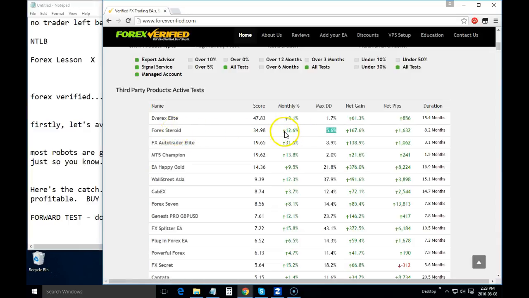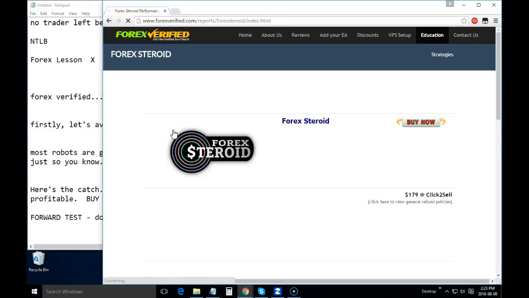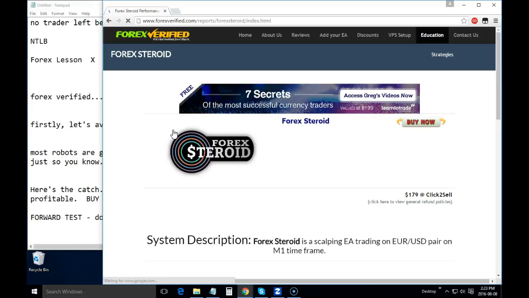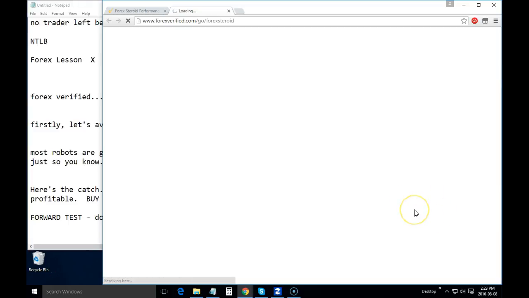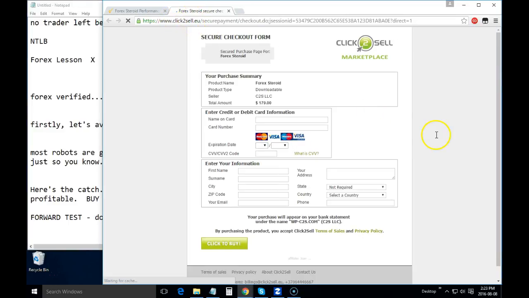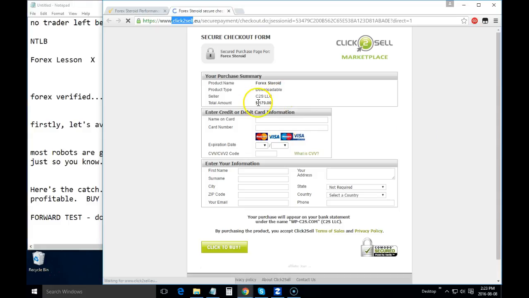So the monthly is 12%. Heck, I could be a millionaire by the end of the year. Forex Steroid, buy now. Well, how much is this? Oh, it's 179 bucks. It said over here. Forex Verified, this is their click to sell, an affiliate link site. So if I were to buy this, it'd be 179 bucks. It looks like 179 US. It's probably going to be more if it's Australian, I bet you. Whatever it is, they're going to charge you 179 US on the credit card.